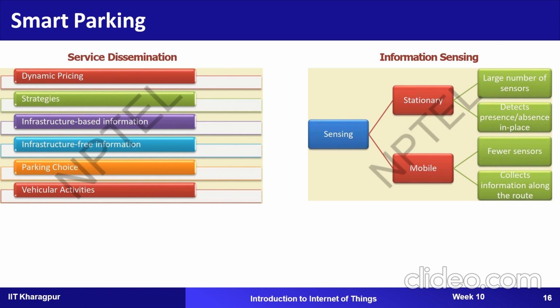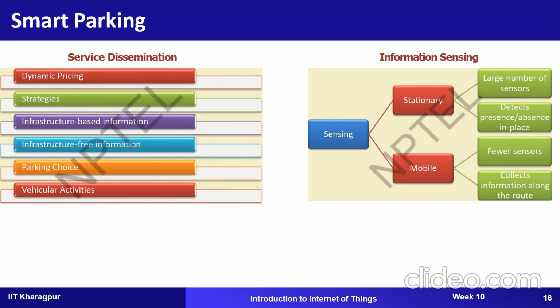Next is your service dissemination. This component is responsible for providing various services such as your dynamic pricing strategies, infrastructure based information, infrastructure free information, parking choice, vehicular activities. So all those services are provided by your service dissemination.